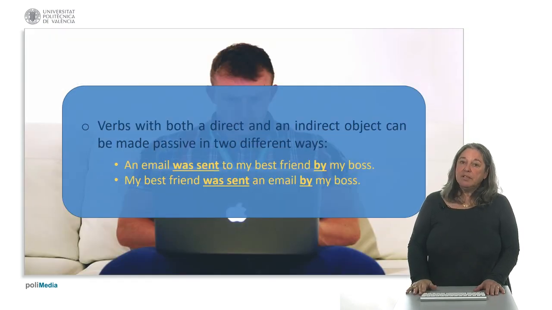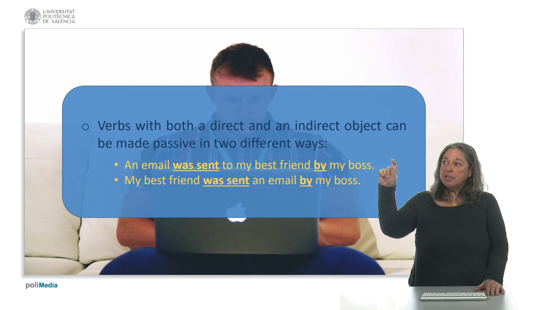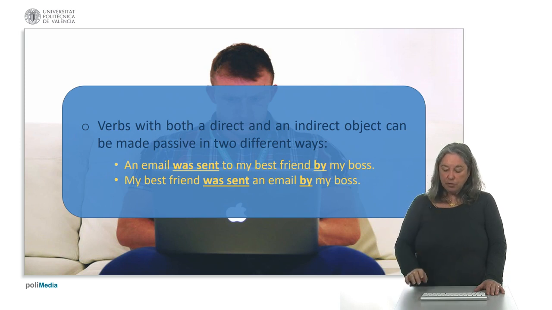Verbs with both a direct and an indirect object can be made passive in two different ways. Let's see these examples. An email was sent to my best friend by my boss. Okay, the agent is introduced by the preposition by, by my boss. My best friend was sent an email by my boss. Okay, so we have two different ways of expressing the same idea there.